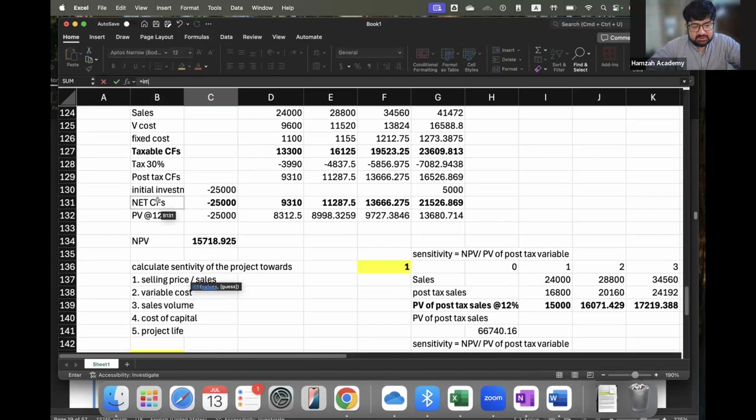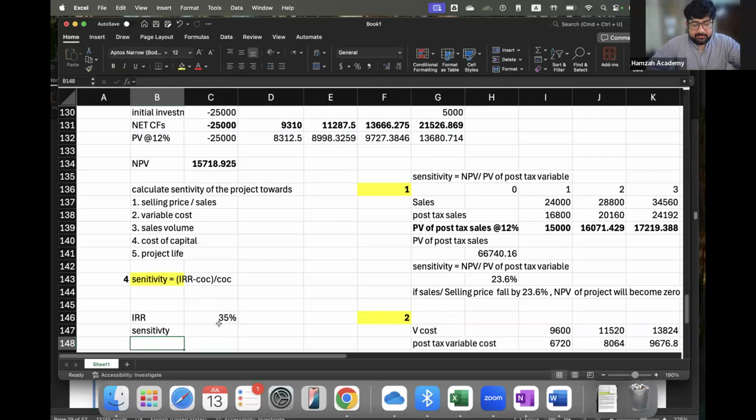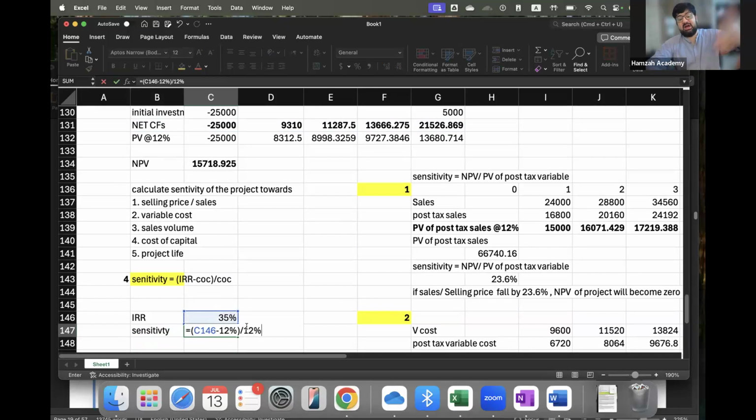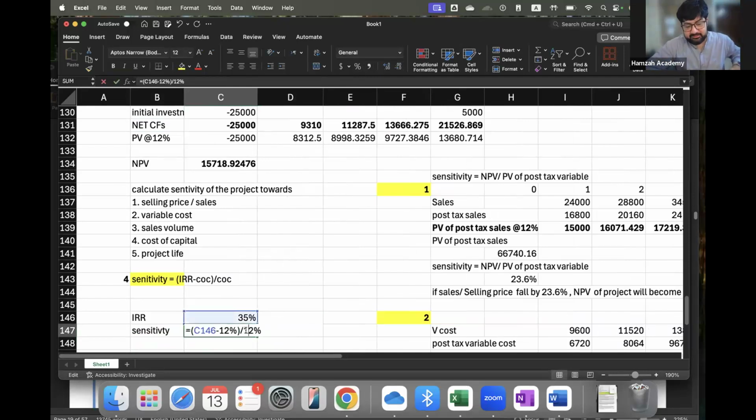So we will calculate IRR of the project. These are the net cash flows. IRR formula applied. 35% is the IRR. So sensitivity is 35% minus 12% divided by 12%. So how much percentage? 193%. If cost of capital increases 194% of the current level, then NPV will become 0.